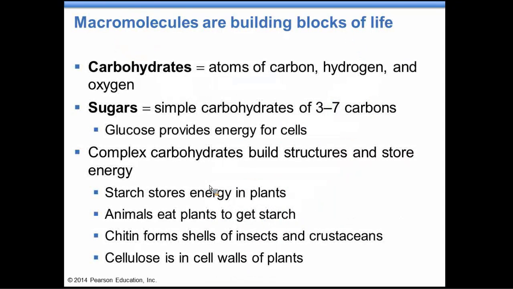Carbohydrates include simple sugars that are 3 to 7 carbon atoms long. Among these is glucose, which fuels living cells and serves as the base for complex carbohydrates. Complex carbohydrates include starch, an energy storage compound, chitin, a structural component of shells, and cellulose, the most abundant organic compound on Earth, found in the cell walls of plants.